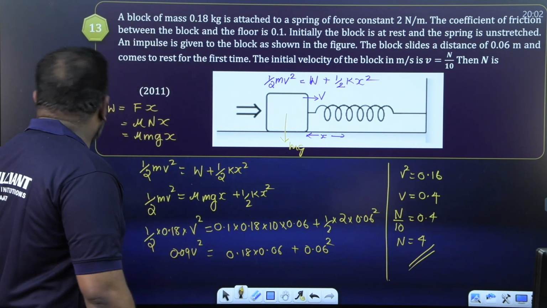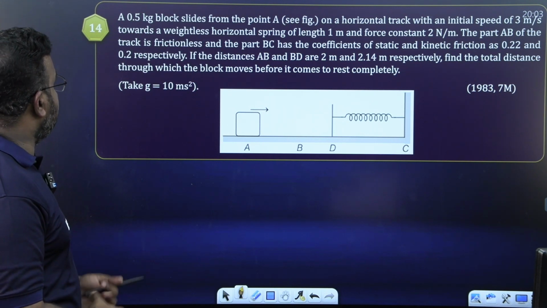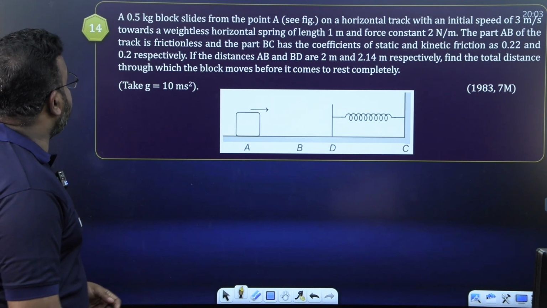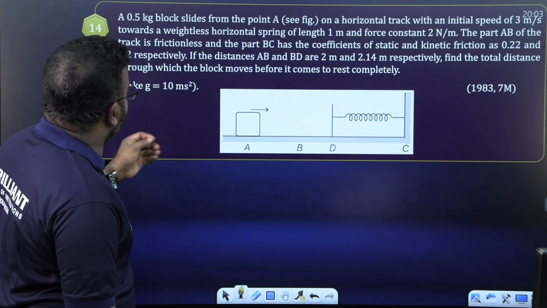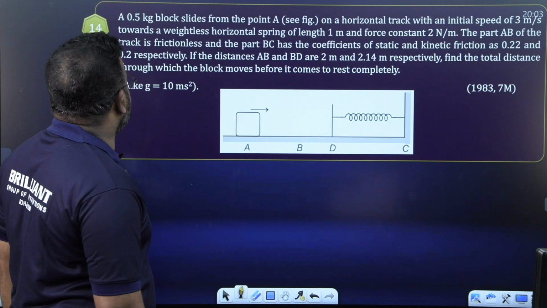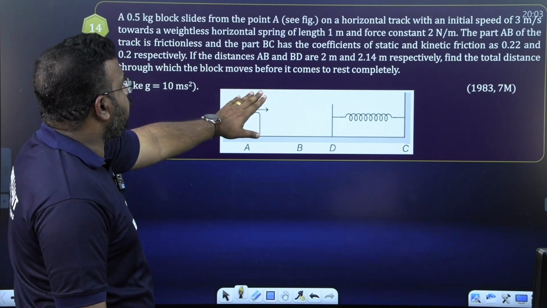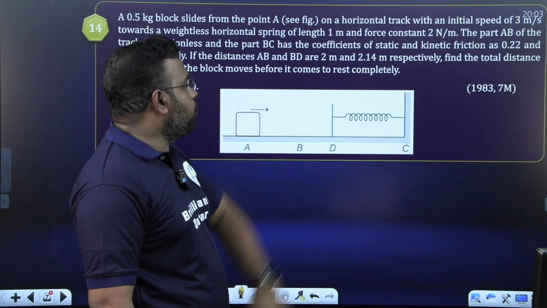Question number 14. A 0.5 kilogram block slides from the point A on a horizontal track with an initial speed of 3 meters per second towards a weightless horizontal spring of length 1 meter and force constant 2 Newton per meter.